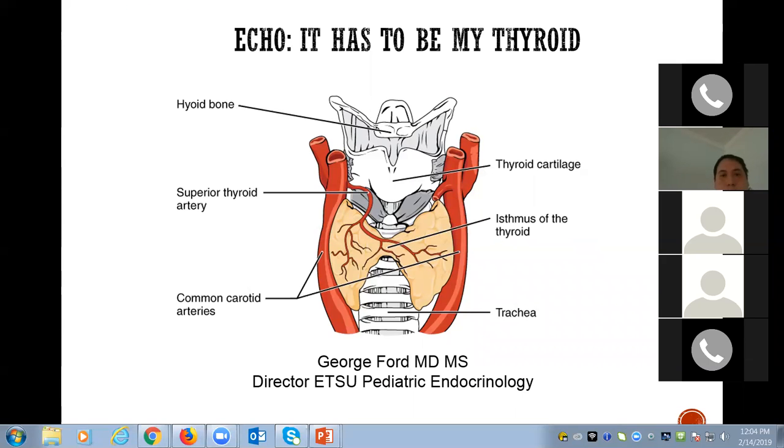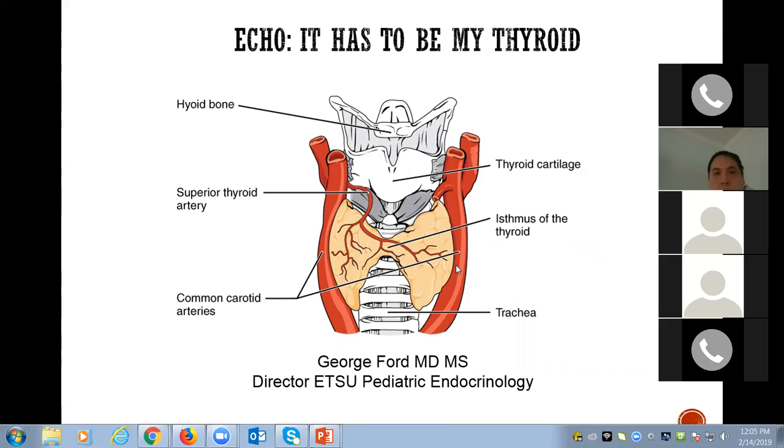All right, so we're going to do our echo here, and our theme is going to be, it has to be my thyroid, because it always is the thyroid. I'm sure you hear this all the time. Probably one of the most common labs after BMPs and CBCs that are drawn on patients. So hopefully this talk will be helpful as you try to sort those labs out and know when to refer.